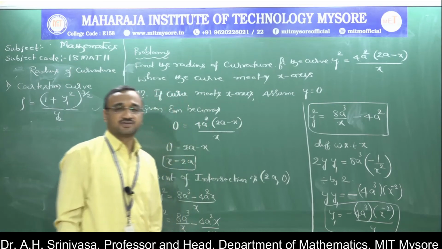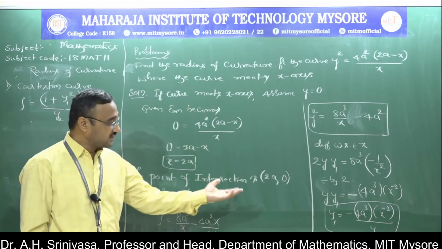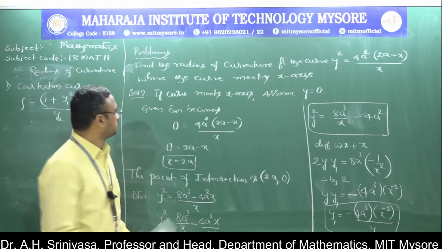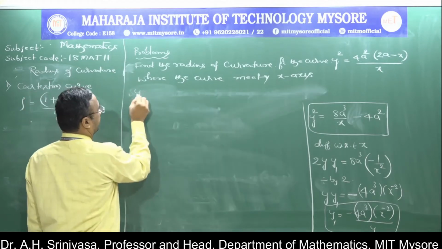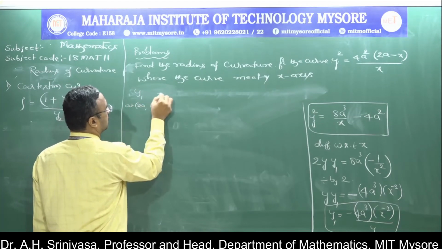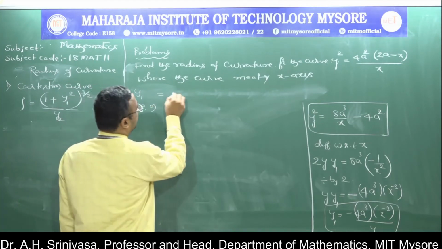Now I am going to find the point of intersection. At the point of intersection, what is the value given? So now we are going to find that out. At 2a comma 0, what do we get now?